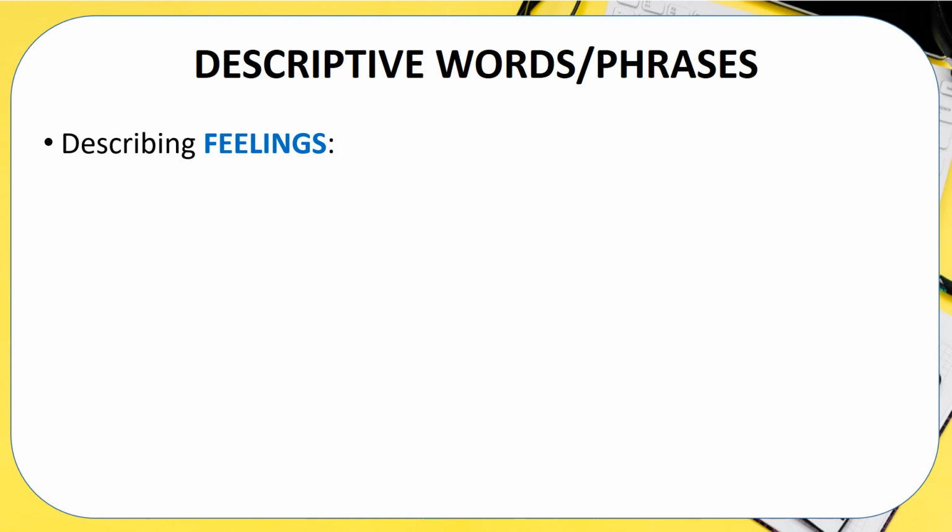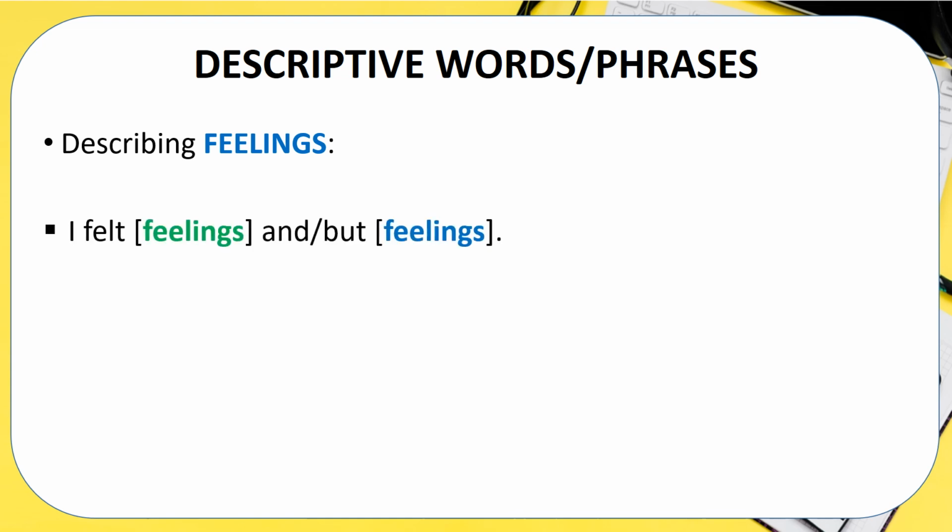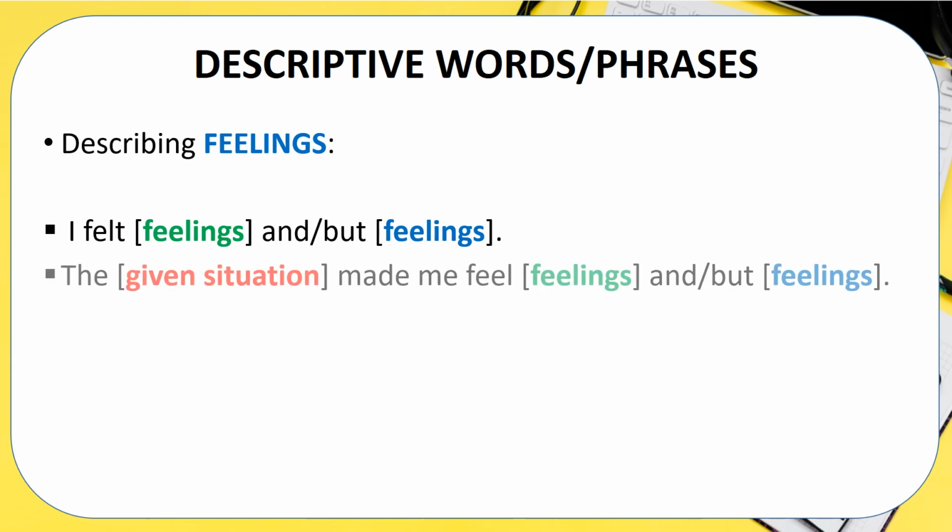Finally, we are going to describe feelings. So you can say, I felt, what is your feeling, and or but another feeling. So if you are talking about positive and positive, you use and. But if you describe something positive first and then negative, or negative first and then positive, basically you are describing two different and opposite feelings, then you use but. Or another way of doing it is the given situation, whatever the situation is, made me feel, and then you use the previous one.